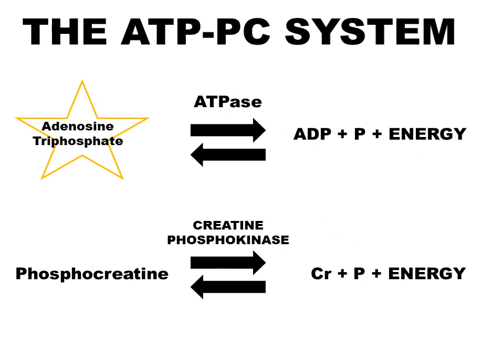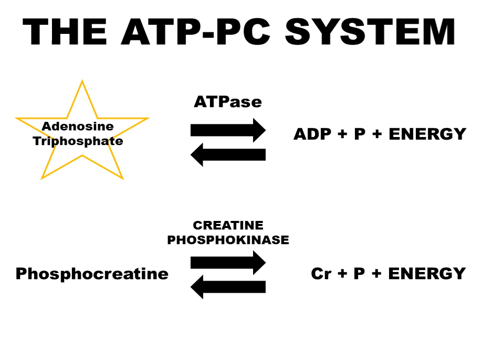Since cells store only a small amount of ATP, they must continually create ATP at the rate in which it is used. The ATP-PC system is a near instantaneous, simple process which is used for short duration, high intensity activity, making it a useful mechanism for providing energy.